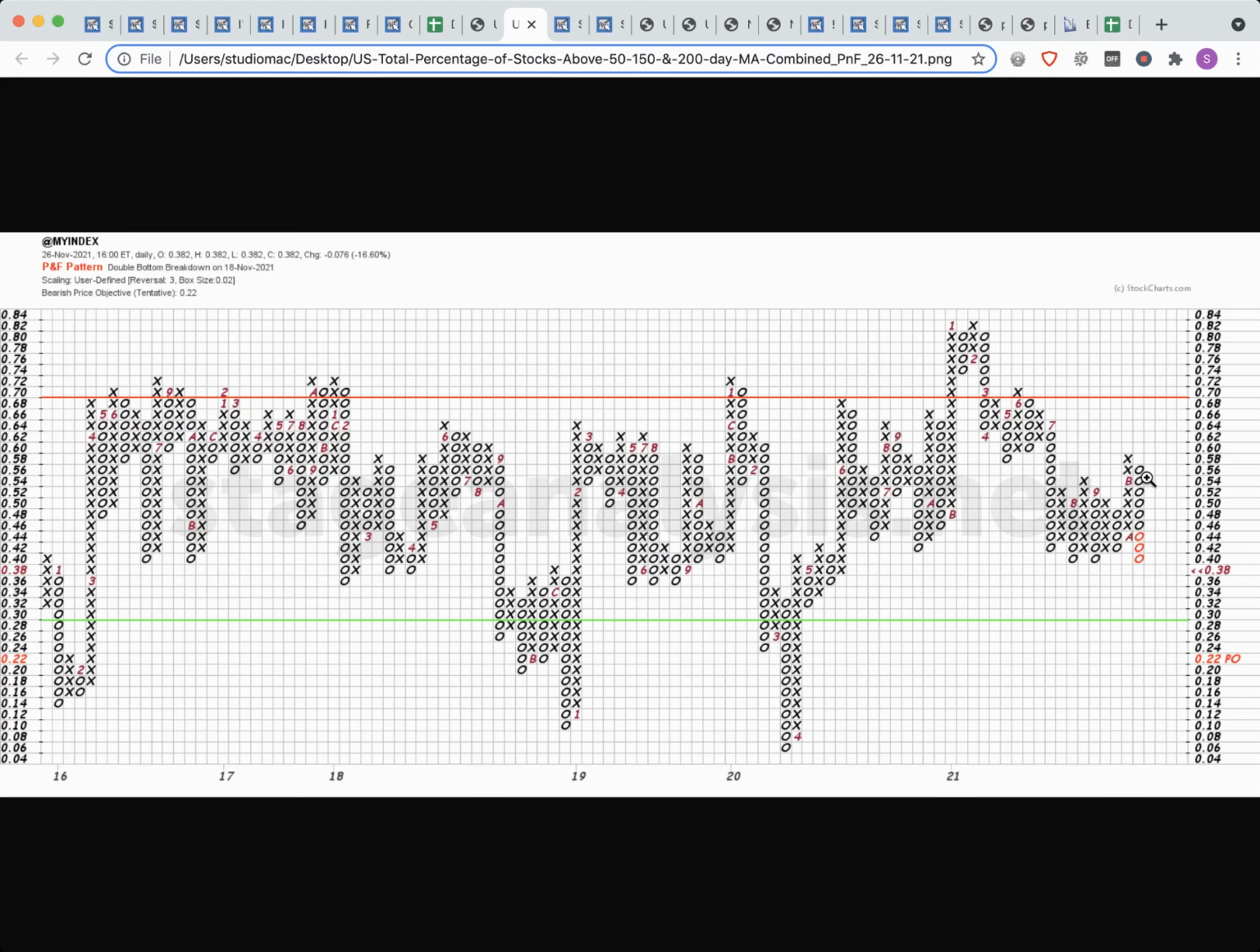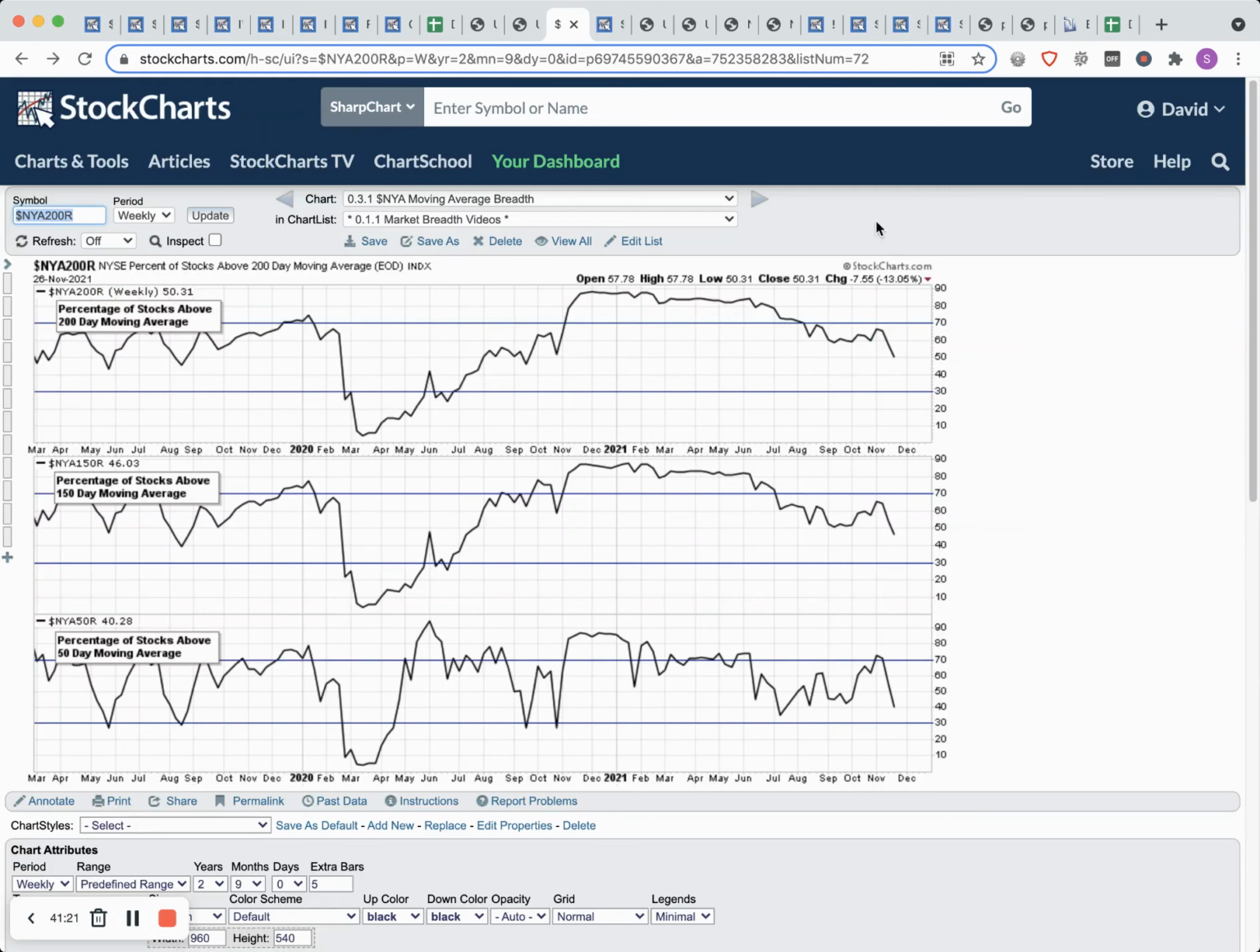When you're in a column of O's, the strategy is to be on defense. And when you make a double bottom breakdown, we use the bullish percent statuses, so you're on a bear confirmed and you're on defense if you use those statuses. Again, these are the individual charts, broken down. On the NYSE 200-day, you can see we made a lower low and started to break back down there at 50%. Again, the 150-day made a lower low breaking down, and the 50-day pulled back off and down to 40% there.